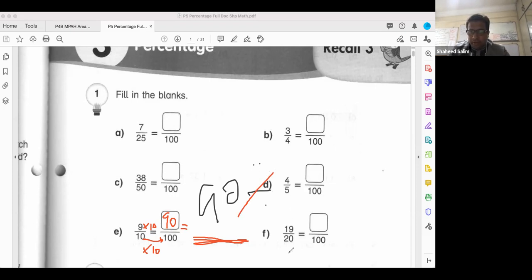Can put? Difficult to write. One down there, one down there. Okay, good. Well done. So this is 90%. Now you tell me what to do.